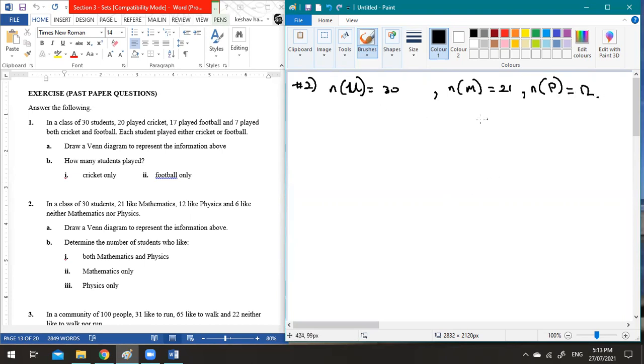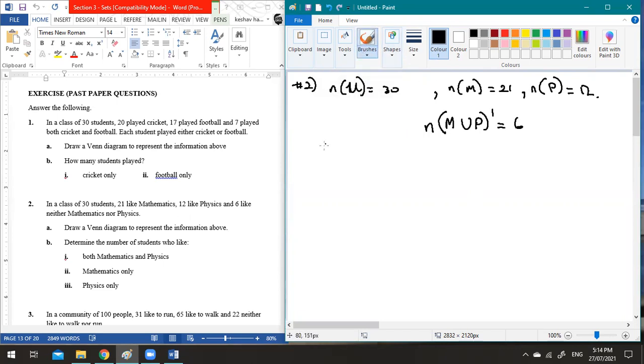And we know 6 like neither. So if 6 like neither, they will be outside the sets. And for it to be outside, it will be a complement set. So the complement of the union of maths and physics, in brackets, will represent the set that is outside, right? So the number of students in that set is 6.